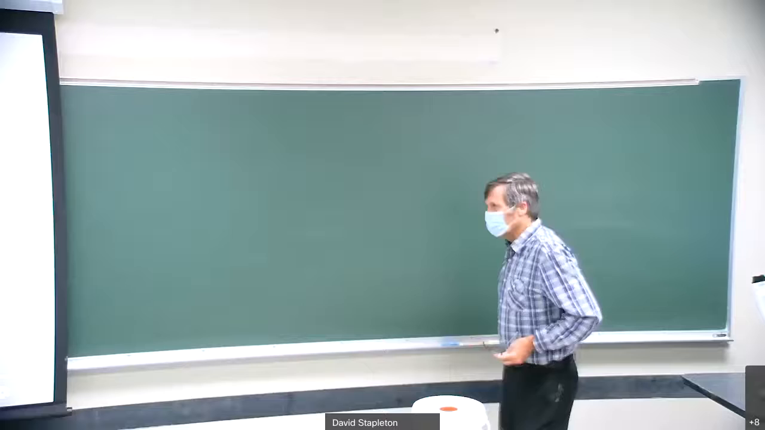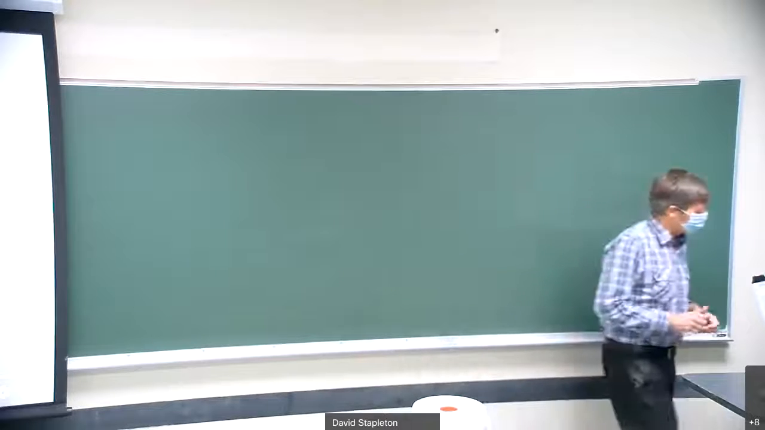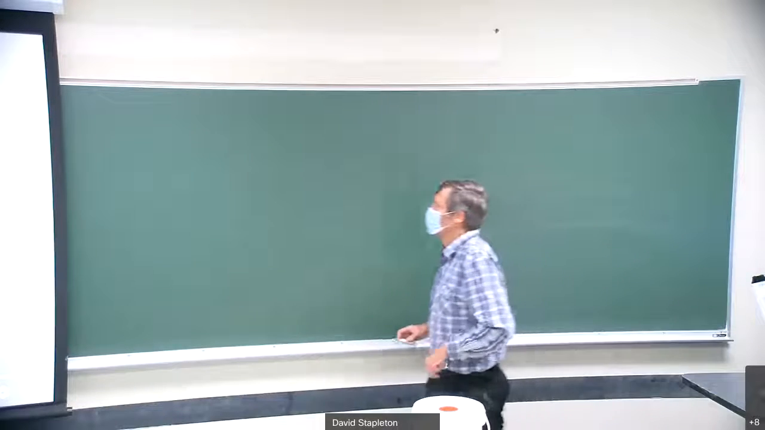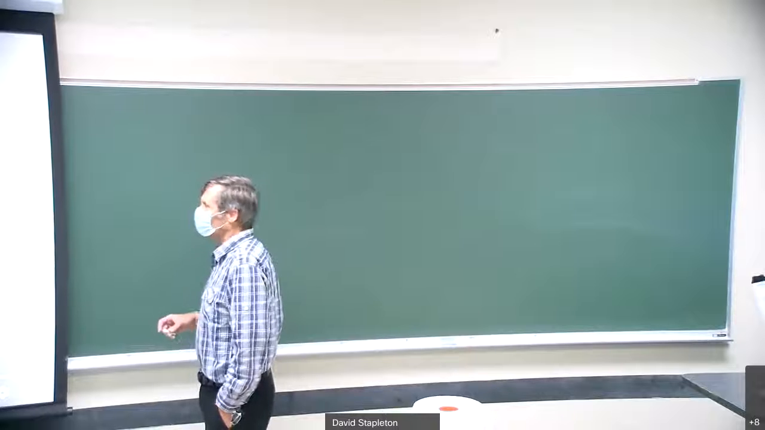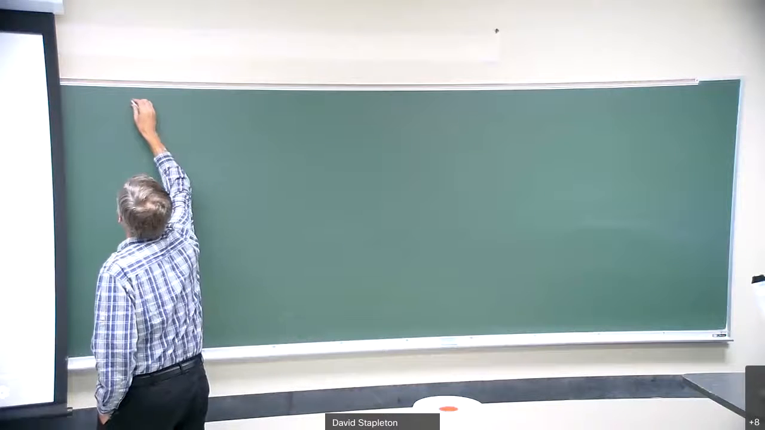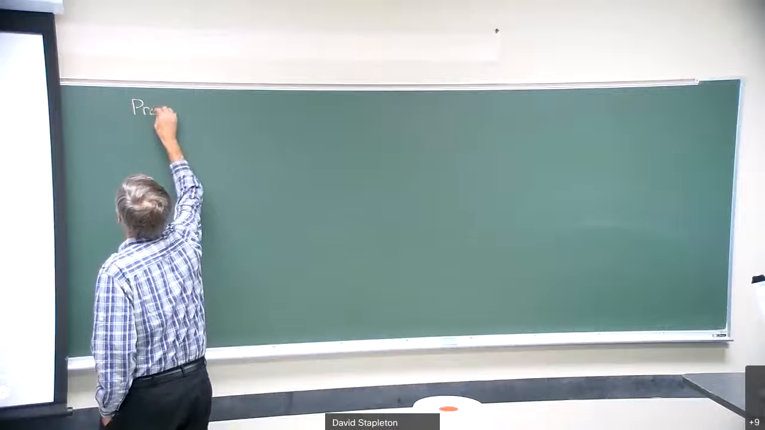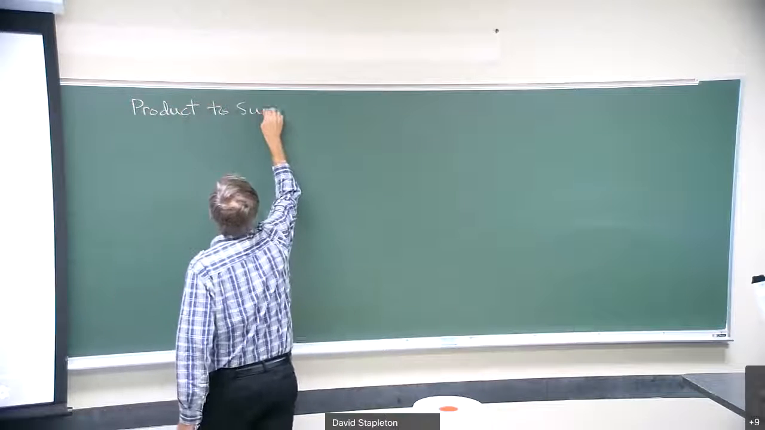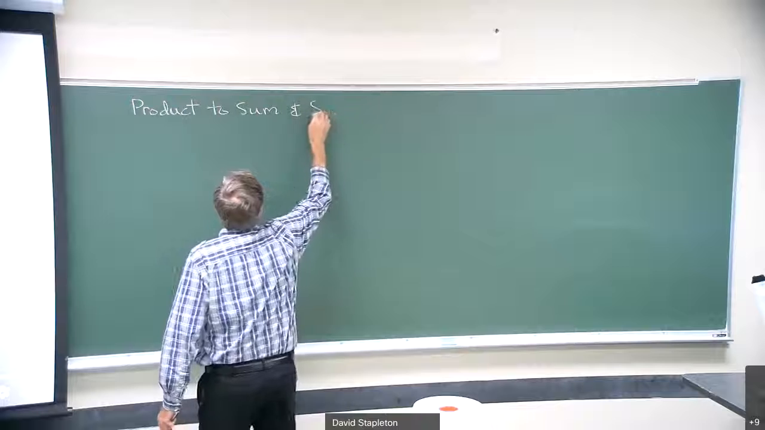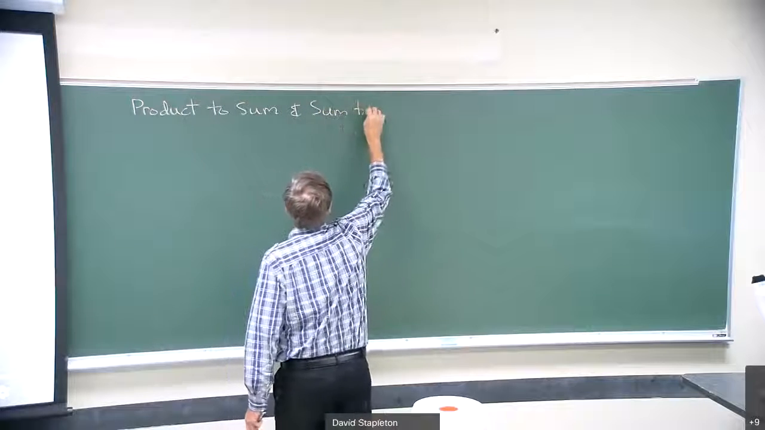Today we want to do a less important section, actually. We've done most of the important identities in the first couple of sections. Now we want to talk about the product to sum and sum to product identities.